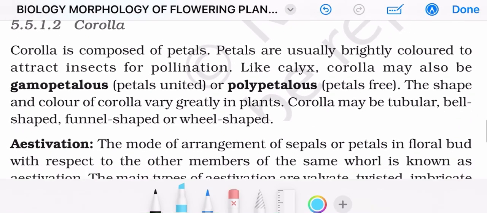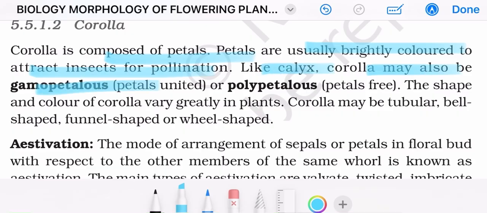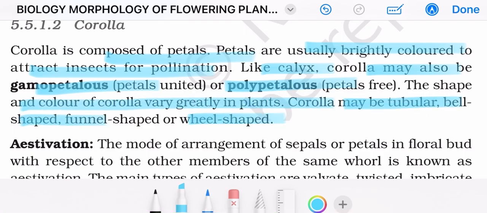Corolla. It is composed of petals. Petals are usually brightly colored to attract insects for pollination. Like the calyx, the corolla may also be gamopetalous or polypetalous. The shape and color of the corolla vary greatly in plants. The corolla may be tubular, bell-shaped, funnel-shaped, or wheel-shaped.